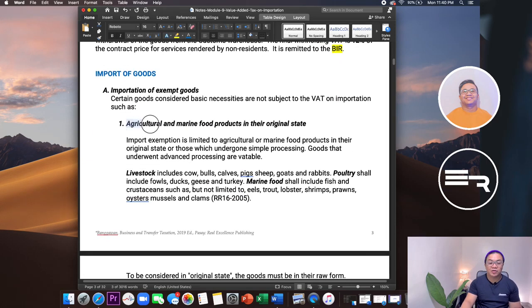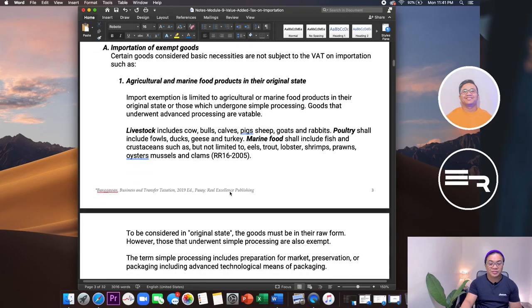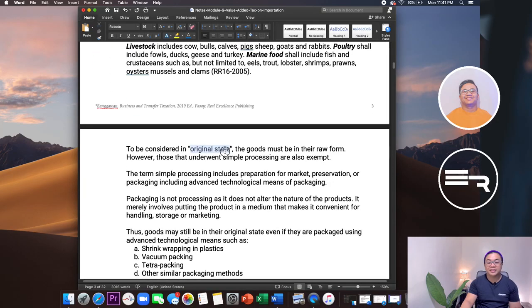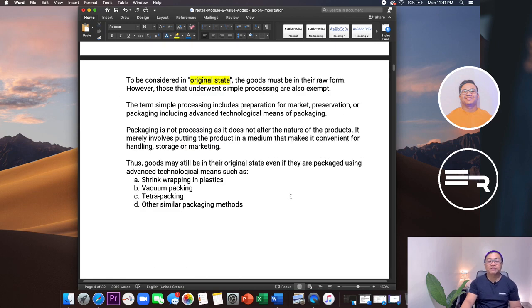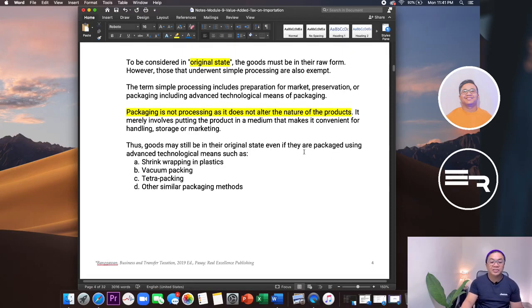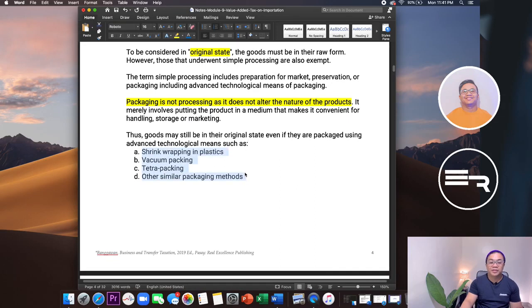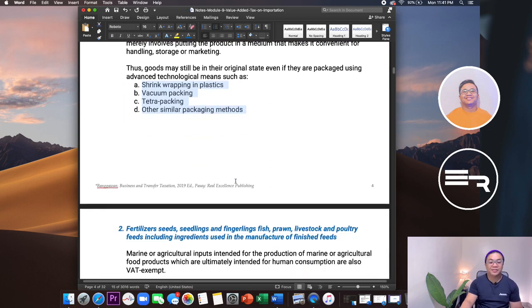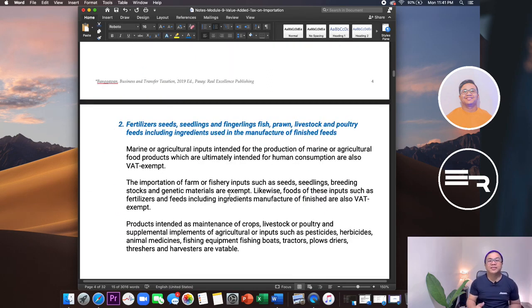We already discussed agricultural products, which is important here: livestock, poultry, and products in their original state. It's just a review of our previous discussion. I just want to highlight that packaging is not processing, as it does not alter the nature of the products. It merely involves putting the product in a medium that makes it convenient for handling, storage, or marketing. So it remains in its original state, like vacuum packing and tetra packing.